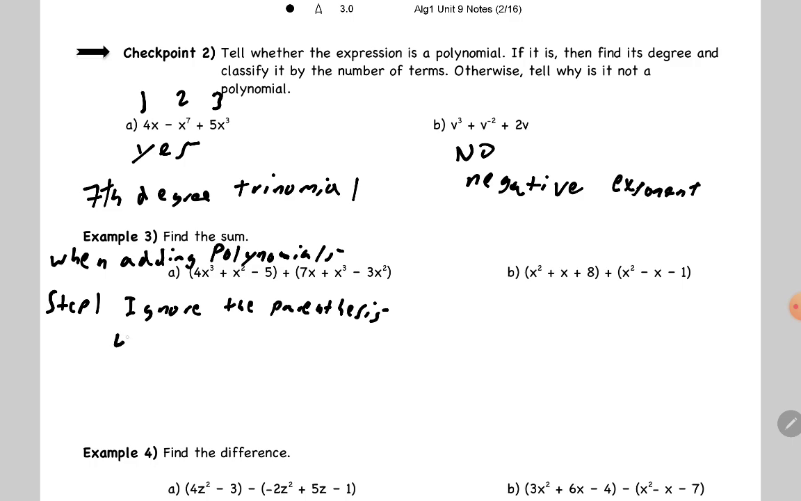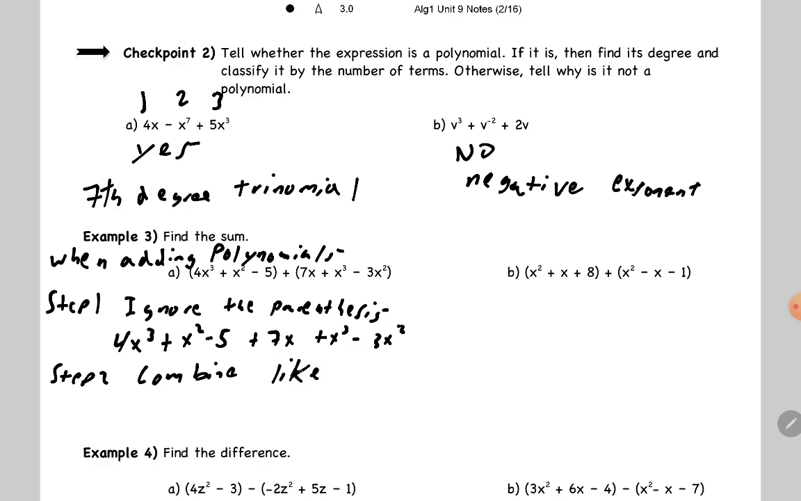Okay, so if I ignore the parentheses, I'm just going to remove them. So 4x cubed plus x squared minus 5 plus 7x plus x cubed minus 3x squared. Okay, step 2, combine like terms.